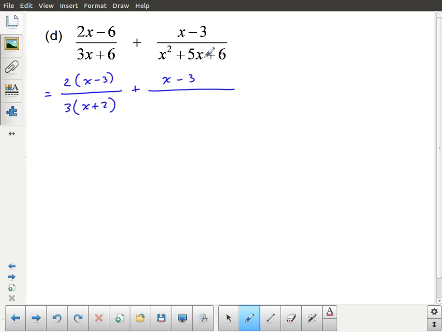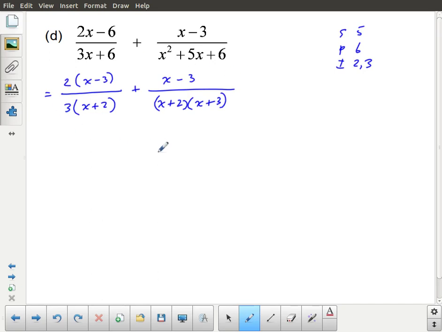And x squared plus 5x plus 6, what are two numbers that multiply to 6, add to 5, and those two numbers are 2 and 3. So this denominator is x plus 2, x plus 3.